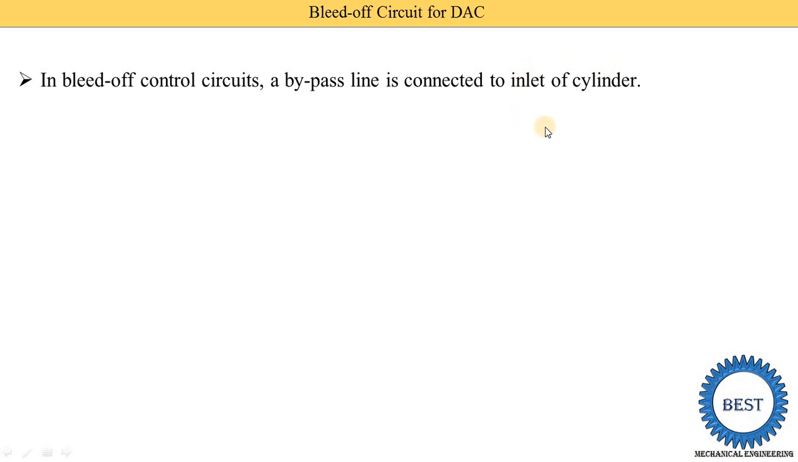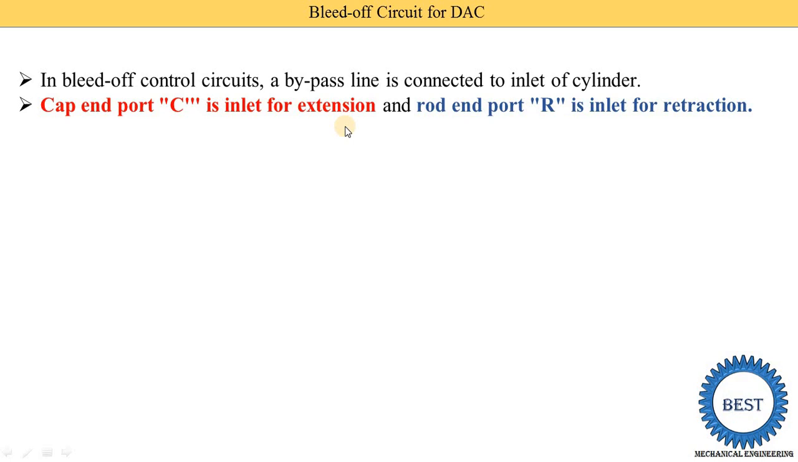During the extension stroke, the left side is the inlet, and for the retraction stroke, the rod end port R is the inlet for the cylinder. So cap end port C is the inlet for the extension stroke, and rod end port R is the inlet for the retraction stroke. This means when we study the bleed-off circuit for retraction, we need to provide this bypass line on the rod end port side, and when we study the bleed-off circuit for extension, we need to provide the bypass line on the cap end port side.